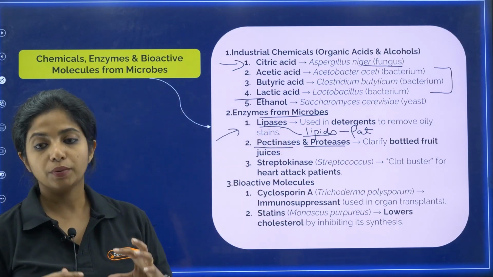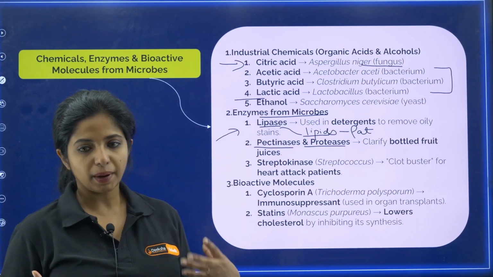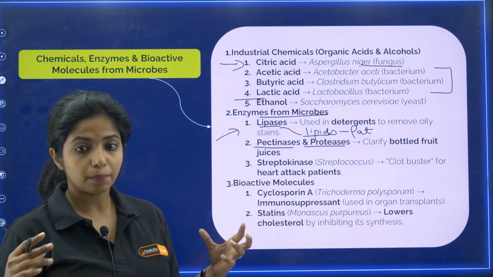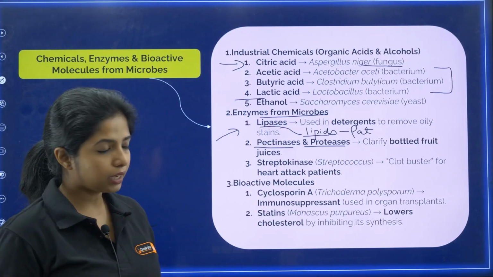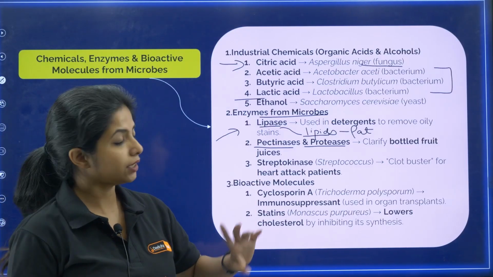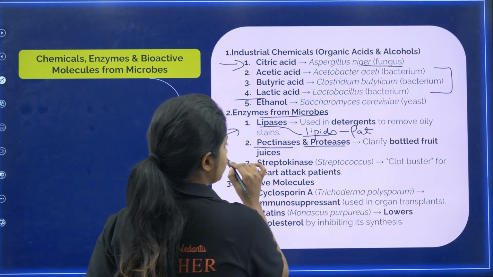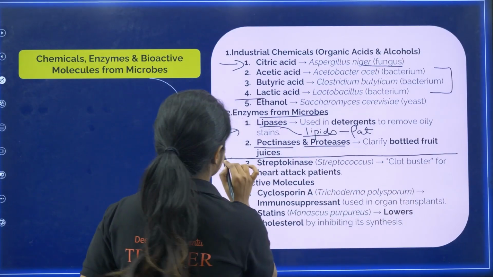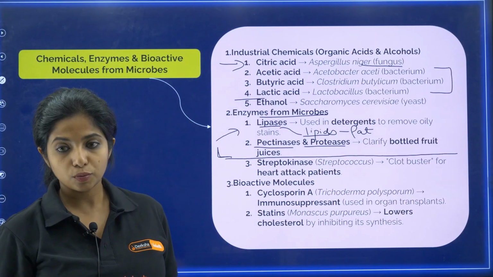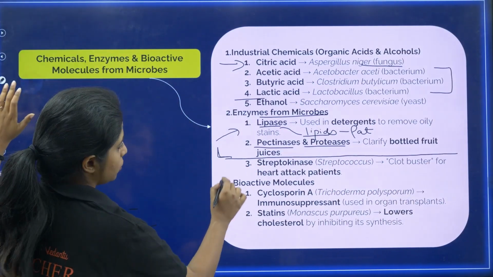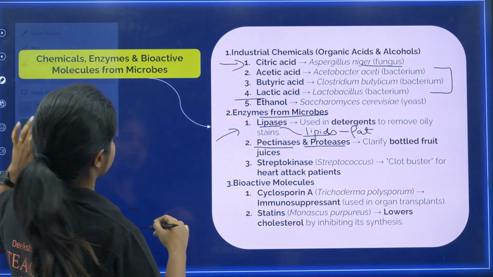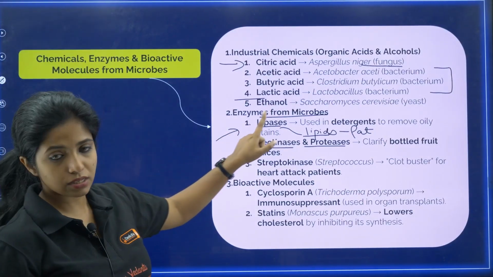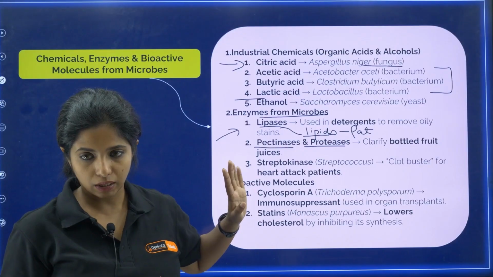Proteases are going to break down the proteins over there. Pectinases are going to break down the pectin, which is a part of the plant cell wall. Got it. These are the enzymes that are being produced by microbes. Let's include this also. So lipases is one such thing, and then pectinases and proteases is one such thing.